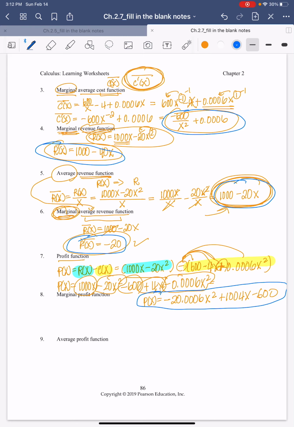Now we know what the profit function is. What are we going to do? Marginal means take the derivative. Marginal means take the derivative. Easy.